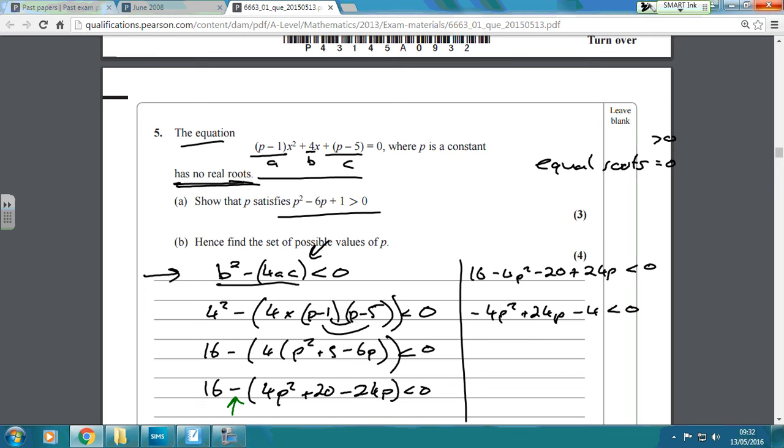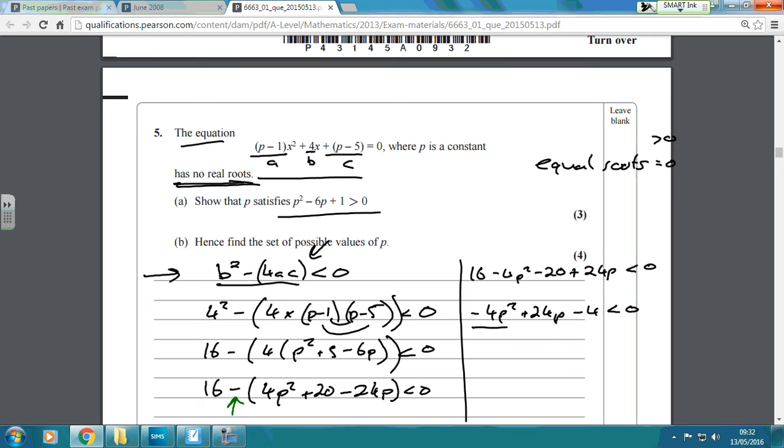Now we've got a choice here. We can either bring everything over to the right-hand side, but because we've got minus 4p squared, that means we want to make it positive, so we bring everything over to the other side, or you can multiply by minus 1. Now, here's the thing that everyone forgets. When you multiply by minus 1, the sign here of the inequality switches direction. So whenever you multiply or divide by a negative, the inequality sign changes direction.